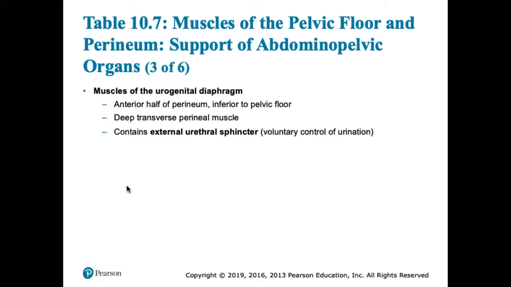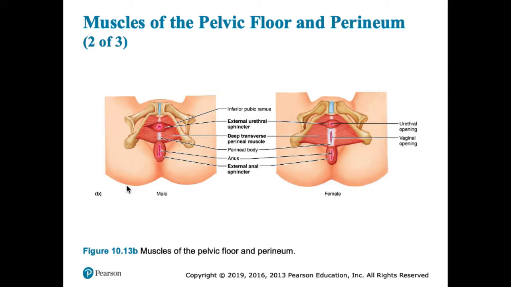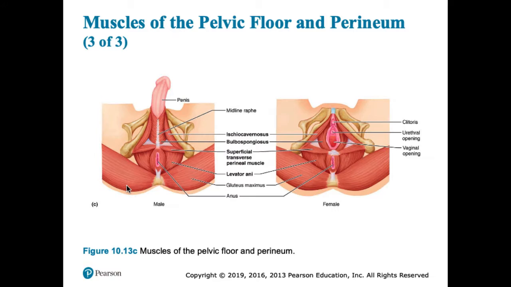So the muscles of the urogenital diaphragm, basically the anterior half of the perineum inferior to the pelvic floor, there's the deep transverse perineal muscle, and it contains the external urethral sphincter, so the voluntary control of urination. So making sure you know the muscles of the pelvic floor and the perineum. Those are really important. And of course, here, the difference between male and female.